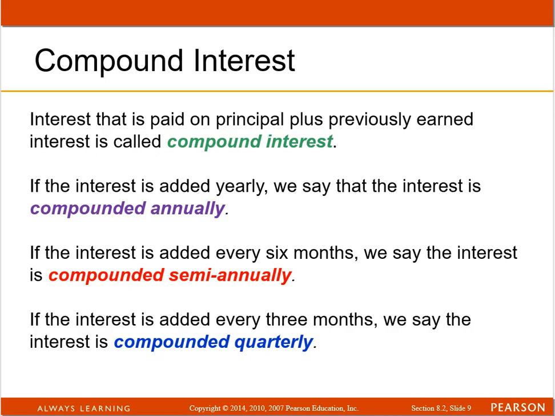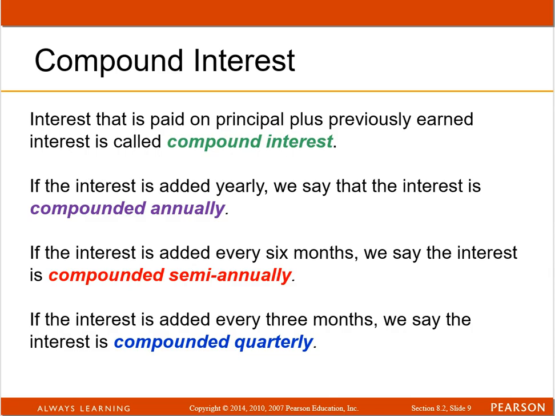So, all right, I wanted to finish simple interest because now we're going to talk about compound interest. Compound interest is when the interest that is paid on the principal plus previously earned interest is called compound interest. That is when your interest earns interest. And they might say in one of these problems that the compound interest is being calculated annually.